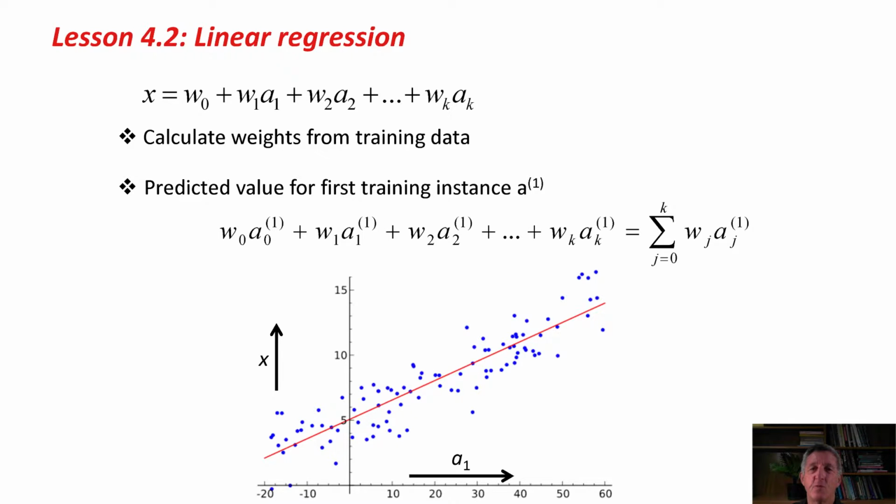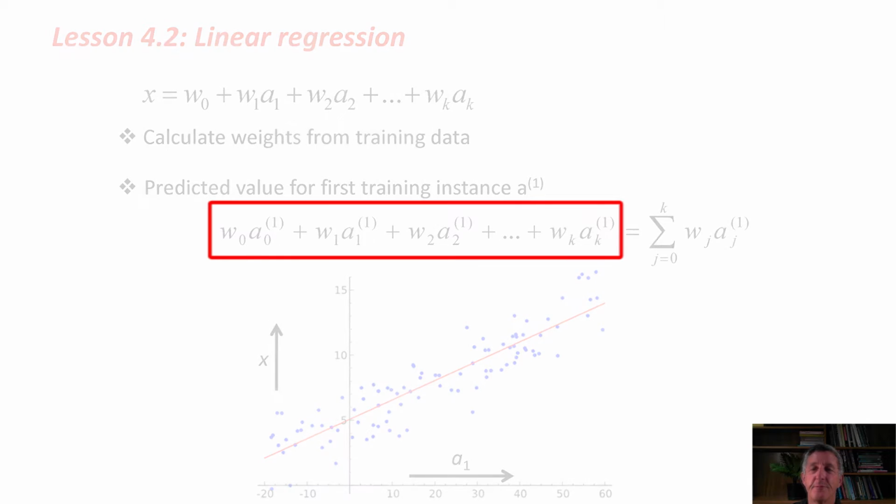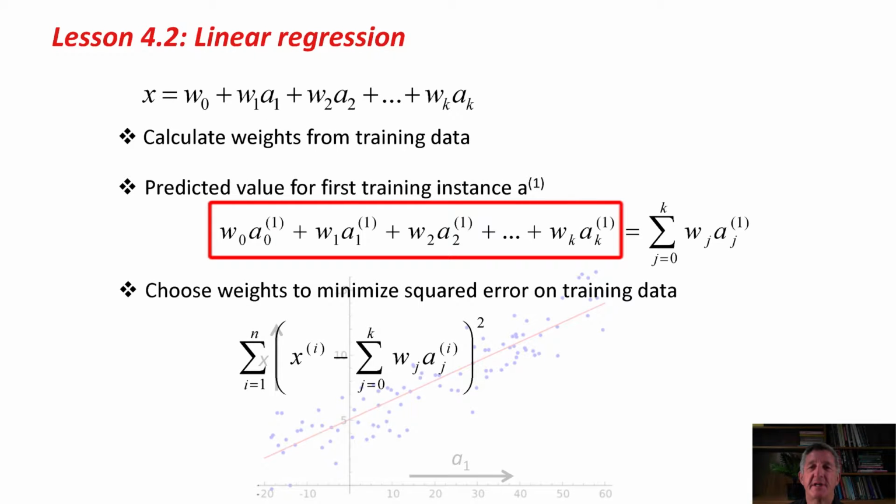So we're going to calculate these weights from the training data, W0, W1 and W2. Those are what we're going to calculate from the training data. And then once we've calculated the weights, we're going to predict the value for the first training instance, A1. The notation gets really horrendous here. I know it looks pretty scary, but it's pretty simple. We're just using this linear sum with these weights that we've calculated, using the attribute values of the first training instance here, in order to get the predicted value for that. So we're going to get predicted values for the training instances using this rather horrendous looking formula here.